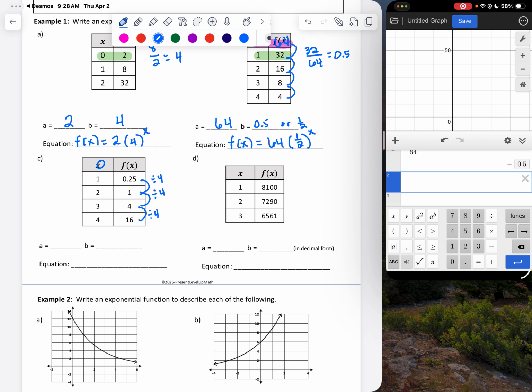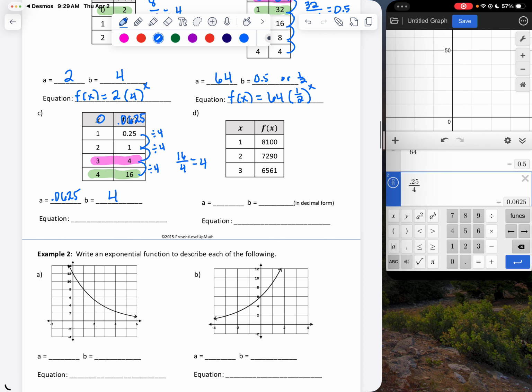So what I need to do is take 0.25 and divide it by 4 to get 0.0625. So there is my initial value. Now, to get your b value, I'm going to use a little bit easier ones right here. We have 16 and 4, so I'm going to take the second one, 16, divide it by 4 to get 4. So our rate of growth is 4.